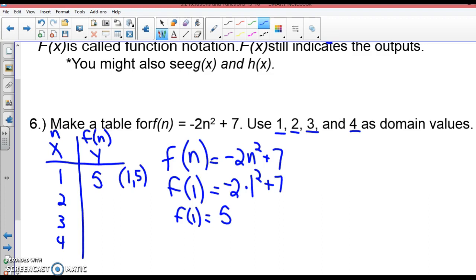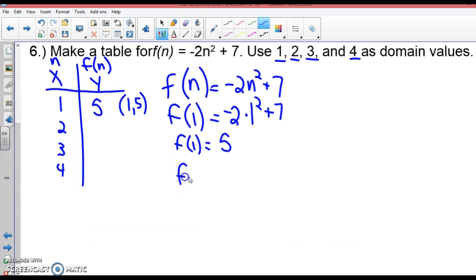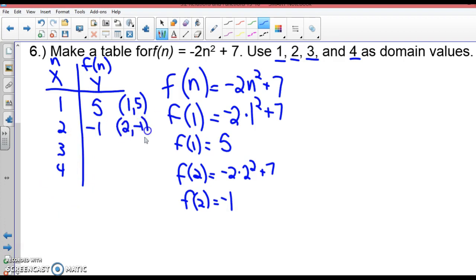All right. I'm going to do the same exact thing, except what's my input here? 2. So what am I going to write? I'm going to write f of 2. That's showing what you're inputting. You're showing the input is negative 2 times 2 squared plus 7. Let's do our order of operations. What's 2 squared? 4 times negative 2 is negative 8 plus 7 is, so f of 2 is negative 1. So my next ordered pair is 2, negative 1.